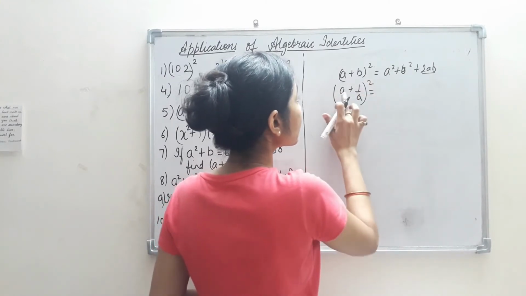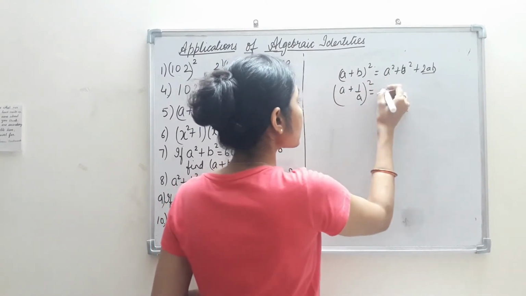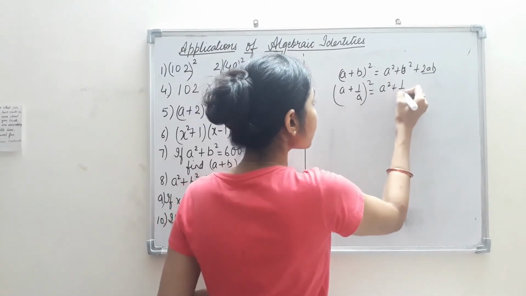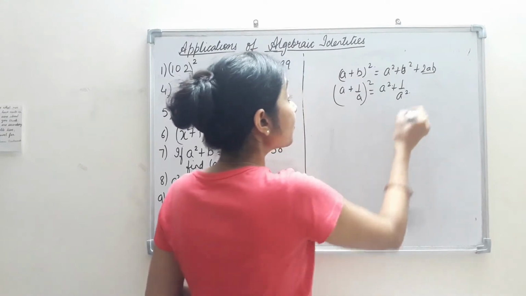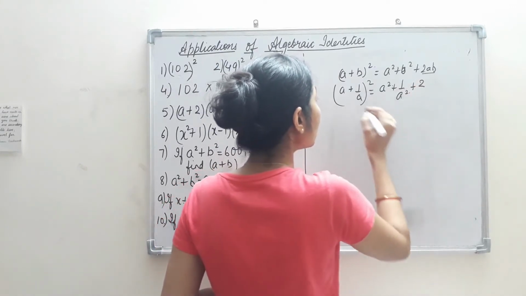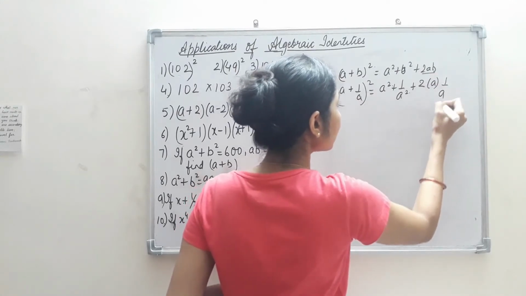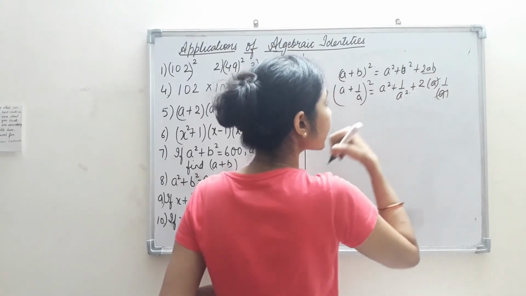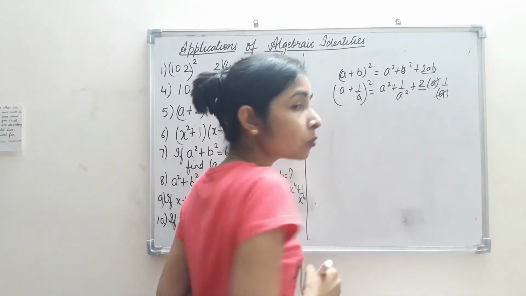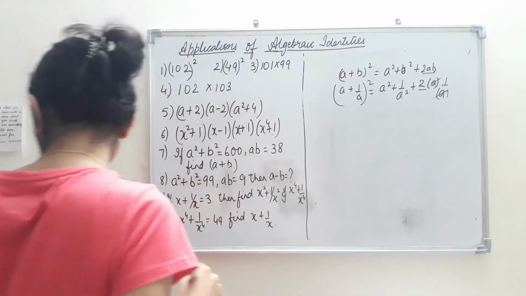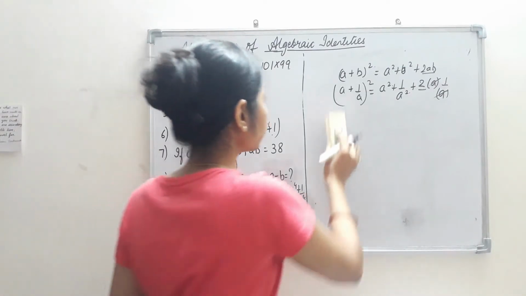Then what do we get here? The square of a is a square. The square of 1 upon a is 1 upon a square. Then we want 2ab, so 2 multiplied by a multiplied by 1 upon a. Then a and a cancel and we get only 2 here. Based on this concept we have the next question. Let us solve that.